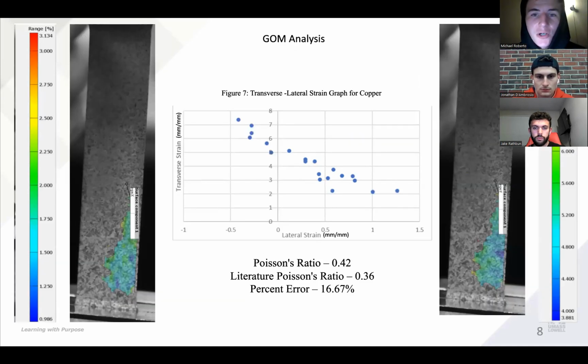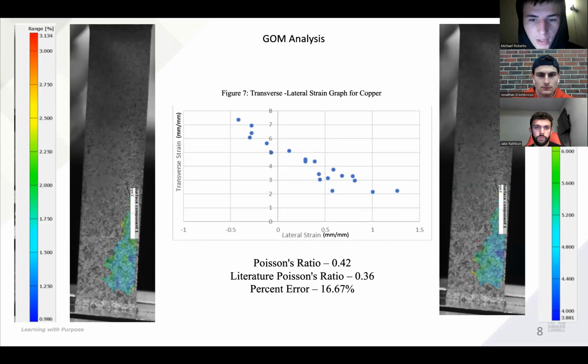And finally, we have the GOM analysis for the copper. The image on the left shows the lateral strain for the copper, and the image next to it shows the digital image correlation for that. The image all the way to the right shows the transversal strain values for the copper, and next to it is the digital image correlation for those values.